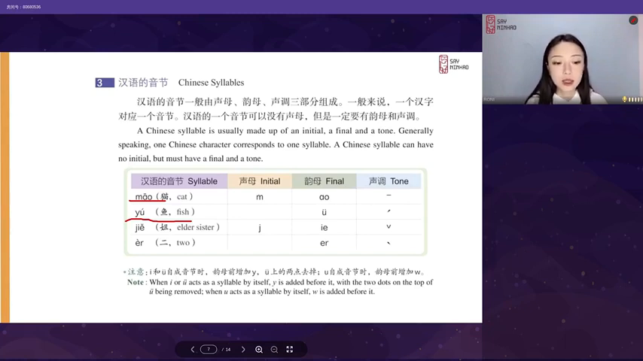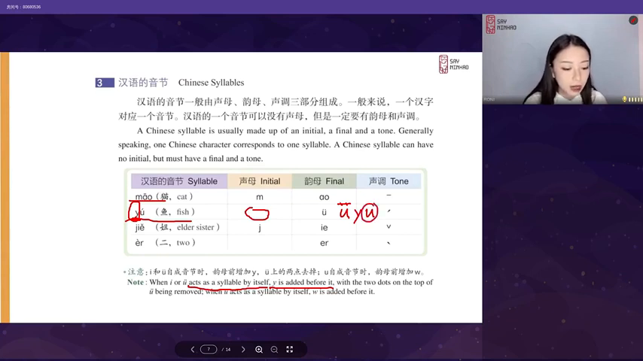We can see the initial part is empty here, which means it doesn't have an initial. But some students might be a little bit confused because here is an initial for it, which is y in English. And it is pronounced as i in Chinese. So let's see the note here. When i and u act as a syllable by itself, y is added before it, and with the two dots of ü removed, which means we will remove these two dots and just write it like this.